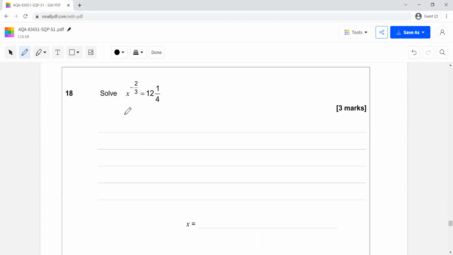Question 18, solve x to the -2/3 is 12 1/4. So 1 over x to the power of 2/3 is equal to 49 over 4. So from here we can say that x to the power of 2/3 is equal to 4 over 49.